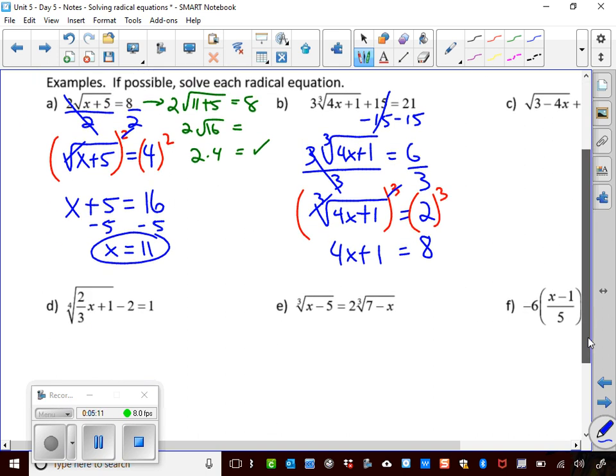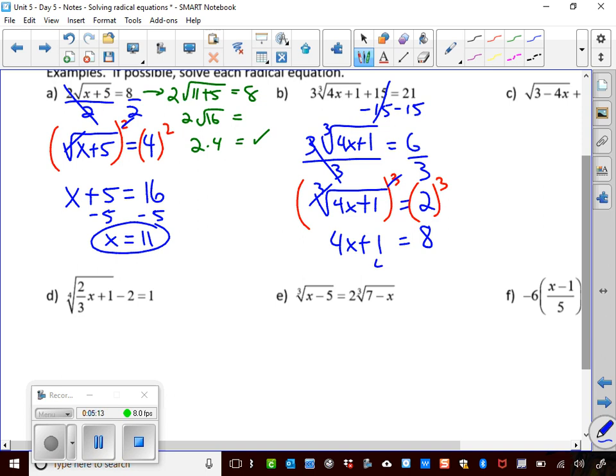So I take away 1 from both sides. That will get me 4x equals 7. I will divide by 4, so my fraction is 7/4 for my answer. Okay, and if you want to check it, I would put good old 7/4 in there.